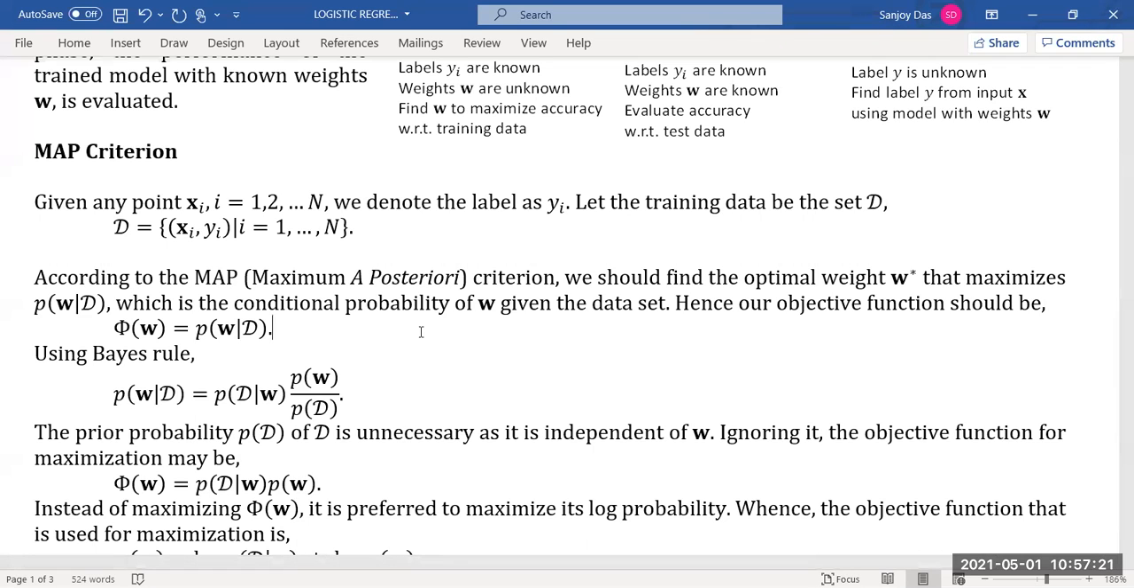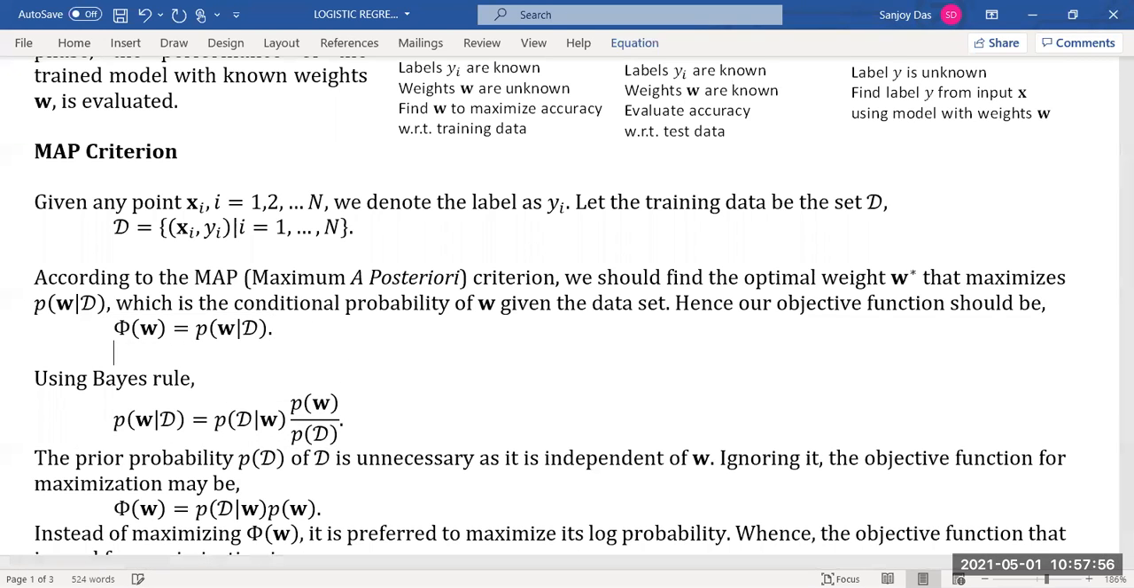Yes. So this is the probability of W. So the probability of W being equal to some value given the data set is maybe 0.2. The probability of W being some other value given the data is maybe 0.3. For some other value of W, the probability is 0.9. So which W are you going to pick?